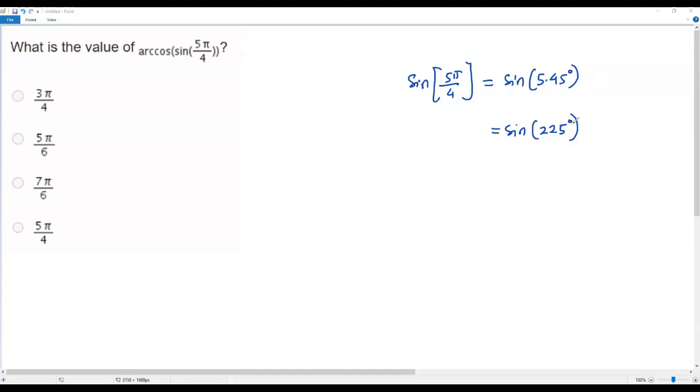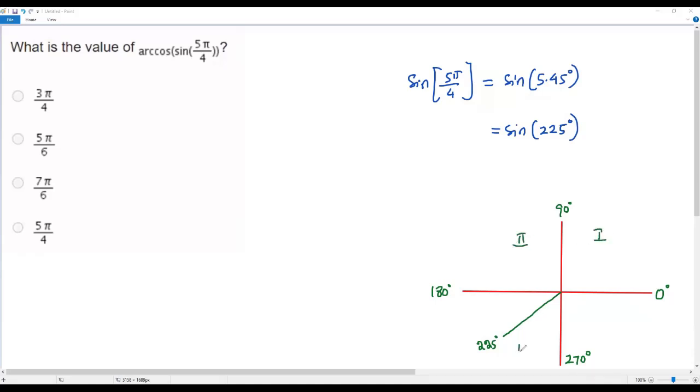For that, first we have to identify the quadrant in which we have 225 degrees. Let me draw the 4 quadrants. Here we have 0 degrees, 90 degrees, 180 degrees and 270 degrees. So 225 degrees is between 180 and 270, which is in the third quadrant, because this is the first quadrant, second quadrant, third quadrant, and fourth quadrant.